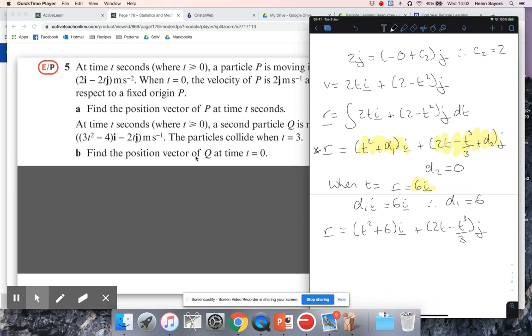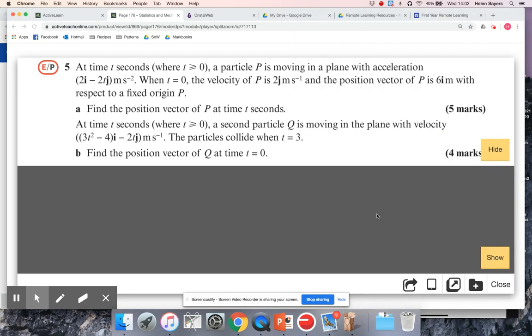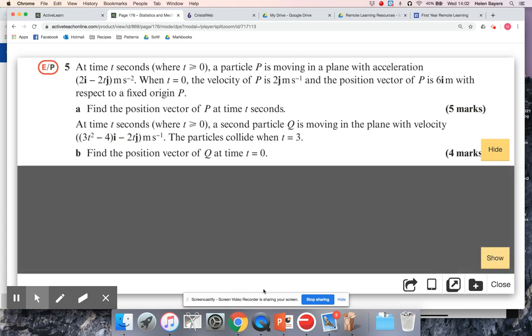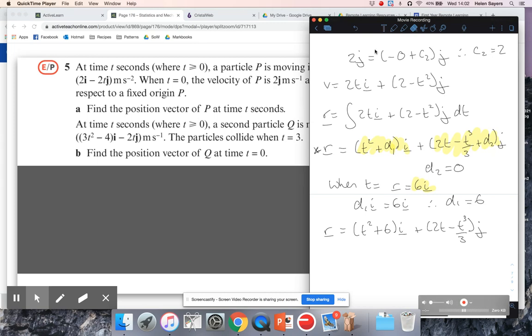Okay, right, but I think I have answered A, so position vector of P at time t seconds, so let's just check that before we move on. t squared plus 6, 2t minus, yeah, we're good. Let's make a preview of what the next bit should be as well. So then, this bit's worth 4 more marks.